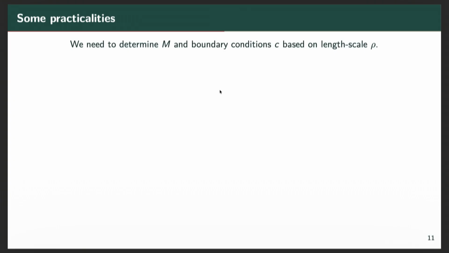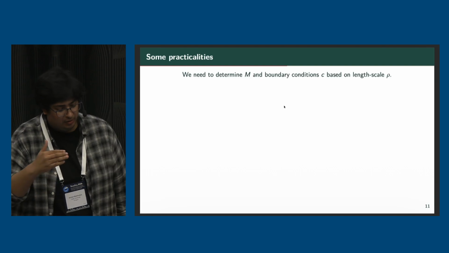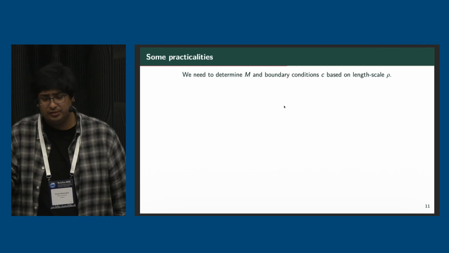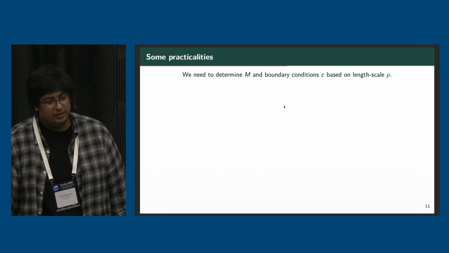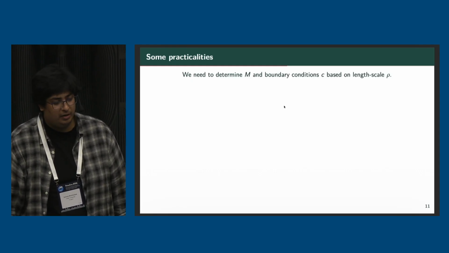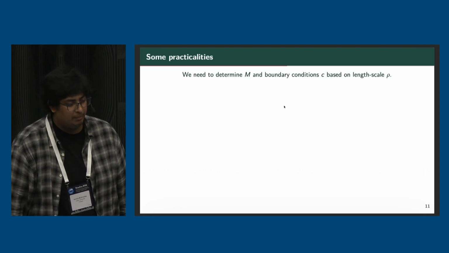Now, there are some practicalities that we need to take care of when it comes to working with HSGPs, which means we need to determine the number of basis functions. We need to determine a constant that adjusts the scale of the inputs so that we can take care of the boundary conditions. These two things need to be set based on the smoothness of the functions, which means for, let's say, a Matern class of covariance functions, after choosing the covariance function, we simply need to take care of the prior on the length scale and see what we can do with M and C.